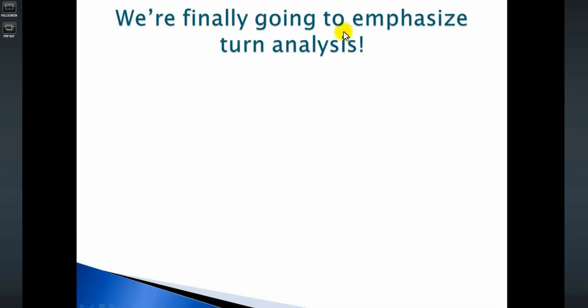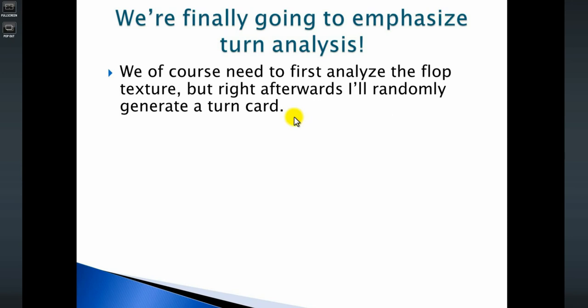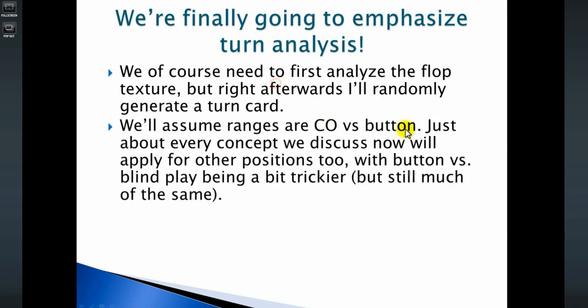So we're finally going to emphasize turn analysis, because I always say we're going to analyze board textures and then I just never get past the flop. We're doing it this time. We of course need to first analyze the flop texture before we can move on to the turn, but right afterwards I'm just going to randomly generate a turn card with either Flopzilla or another program. We'll assume ranges are cutoff versus button.